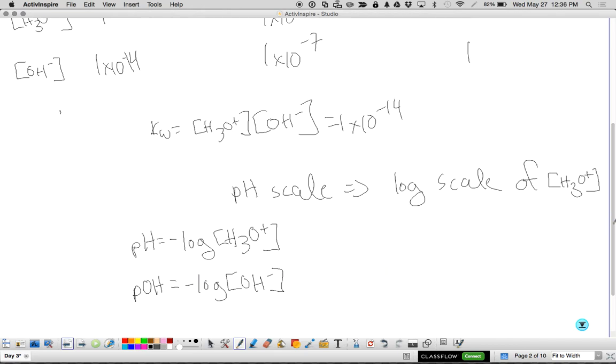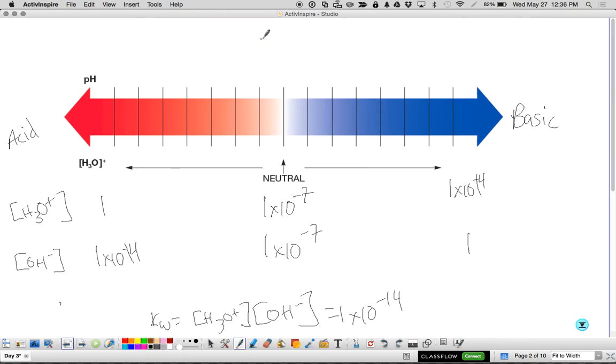So let's go back up to our scale here. At neutral, the pH of this solution is going to be the negative log of 1 times 10 to the minus 7. So that's just 7. Okay? Here it's going to be negative log of 1, which is just going to be 0. And here it's going to be negative log of 1 times 10 to the minus 14, which is going to be 14. Okay? And when you learned your pH scale in middle school, you probably learned a scale that was from 0 to 14. All right?